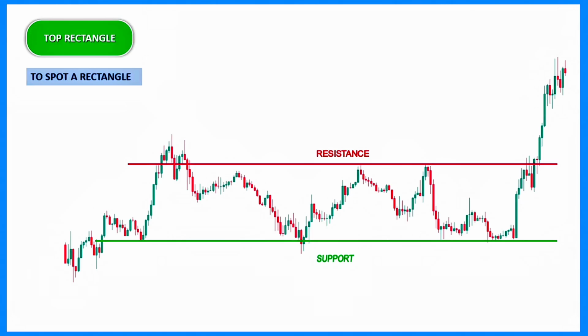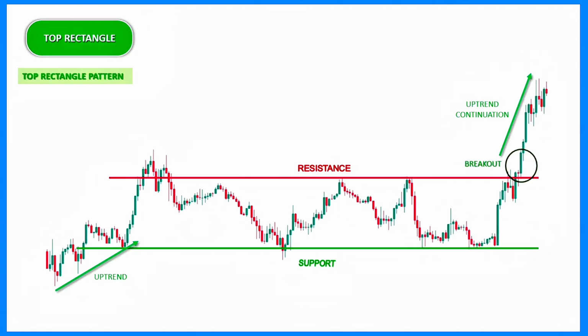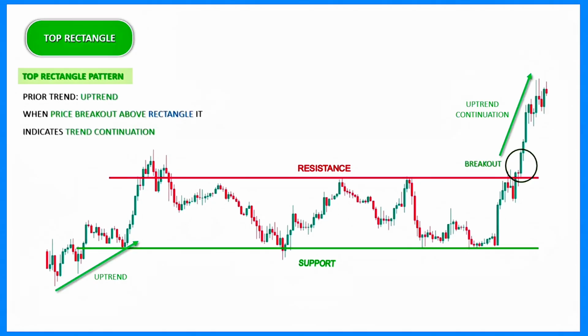In short, to identify a rectangle pattern, look for a trending market followed by a period of consolidation. At least two highs and two lows should be roughly horizontal. This behavior shows that price is locked inside a box. The top rectangle appears during an uptrend. Here, you want to watch for a breakout through the top level of the pattern. Once price breaks above resistance, it confirms that the bullish move is resuming, and traders can enter long positions.